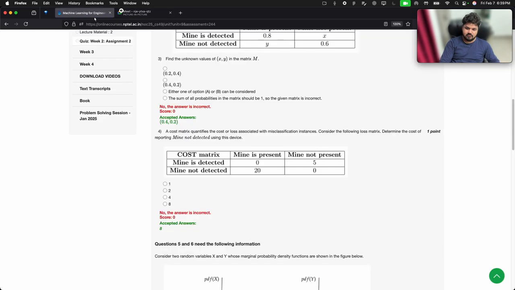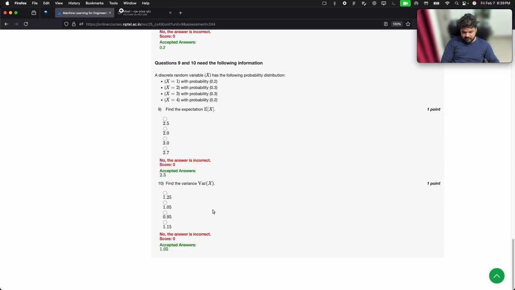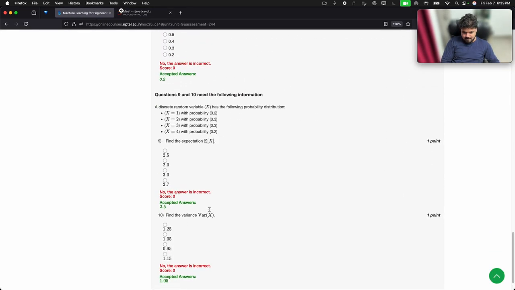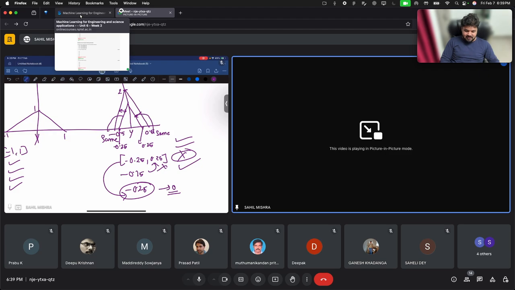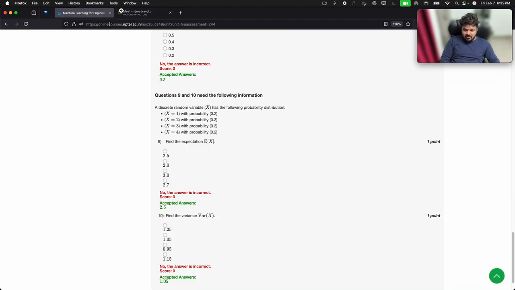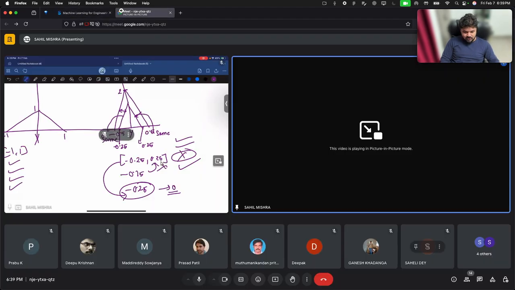Any questions or doubts in week 1 and week 2? Don't ask about questions 9 and 10, they are very simple. Literally you just have to use the formula of expectation and variance. I'm just kidding. If you have any doubts, you can ask. Okay, any doubts till now?